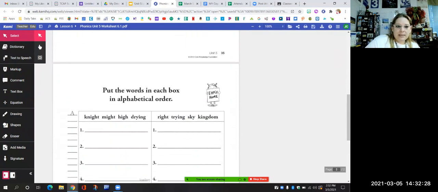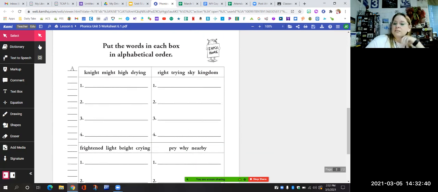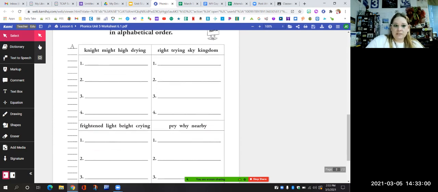On the second page of this worksheet, you're going to put your words in alphabetical order. This is going to help you when you do it in your journal, okay? So this is a little bit different than how you're going to do it in your journal. In your journal, you take all 15 words and do it in ABC order. This one, you're only doing 4 words at a time, all right? So this first box, you have the words night, might, high, and drying. You're only going to put those 4 words in ABC order in this box, okay?